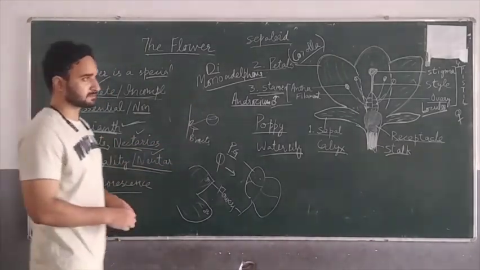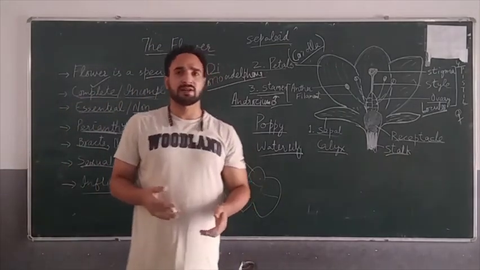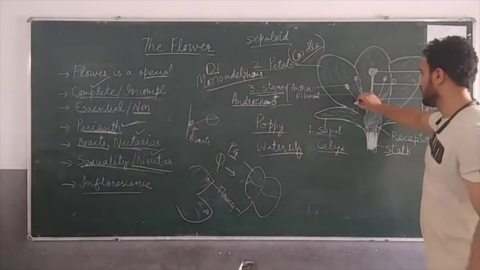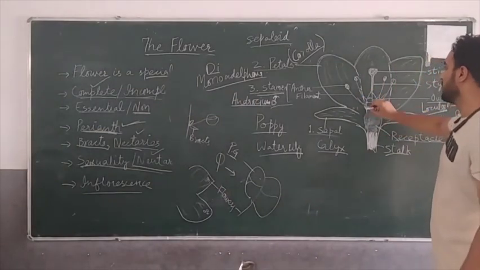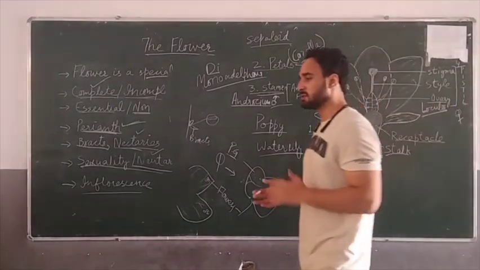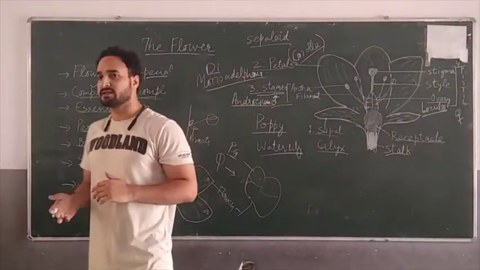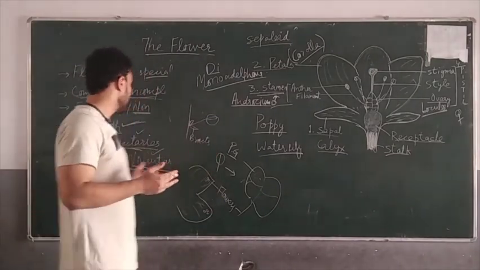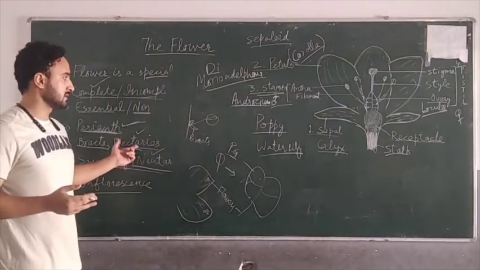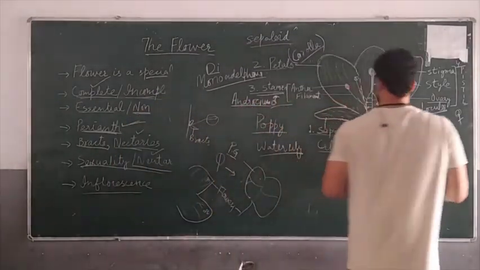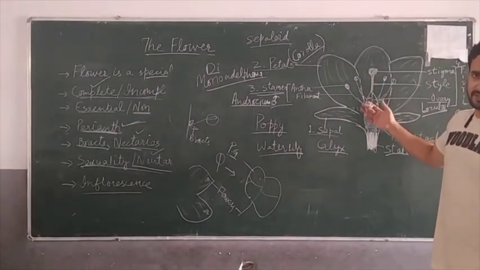Now nectaries. Nectaries are the small glands present at the base of the corolla, at the base of the petal, or at the base of the ovary. Their job is to produce the nectar. Nectar is a sweet, fragrant liquid secreted by these nectaries. So this is basically attracting the insects.